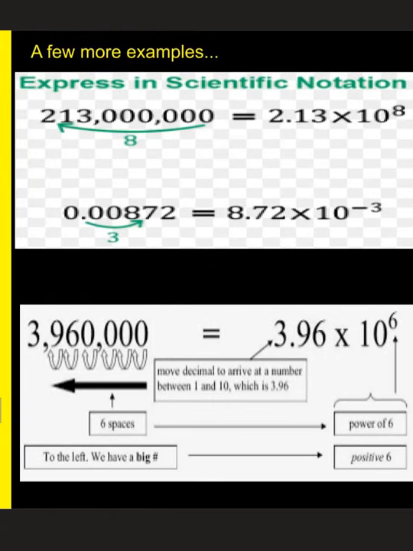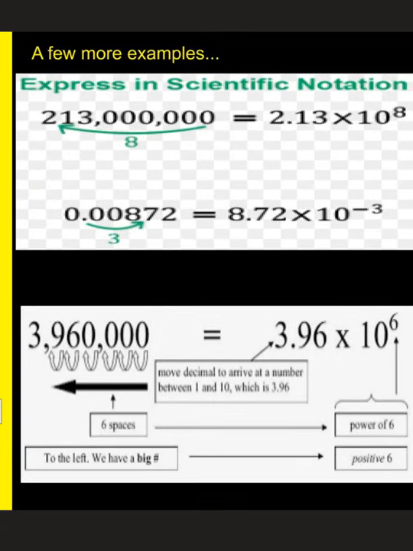Okay, so here's just a couple more examples for you to look over. Okay, so you can see here we had this big number. That big number is going to give us a positive exponent. The first factor is between 1 and 10. There's only one non-zero digit before the decimal. If it started at the end, we moved it 8 times to get it between the 2 and the 1, so that's why the exponent was 8.